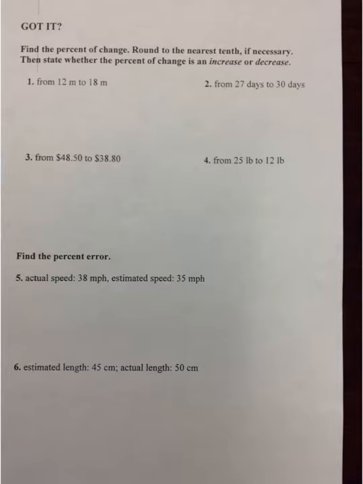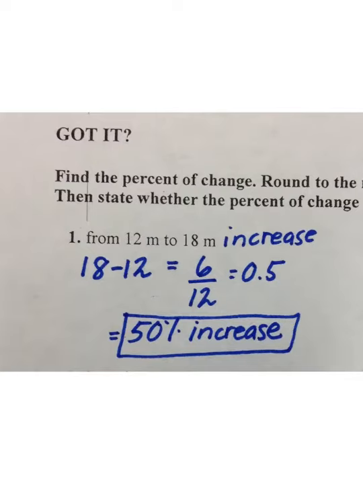What is the percent of change from 12 meters to 18 meters? All right, so 12 to 18 is an increase. What I did first is I found the amount of change. I did 18 minus 12, and that gave me 6. And then 6 over the original amount, which was 12. That's why I put it over 12. And 6 over 12 reduces to 5/10, and to make that into a percent, we go to the right, add a 0, and that would be a 50% increase.